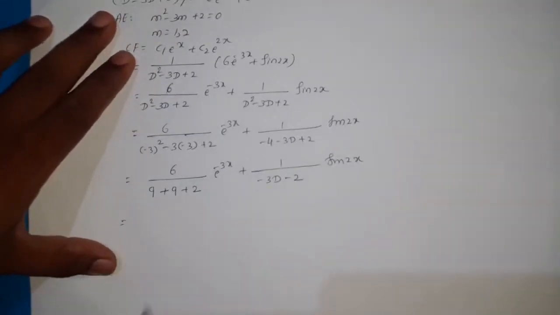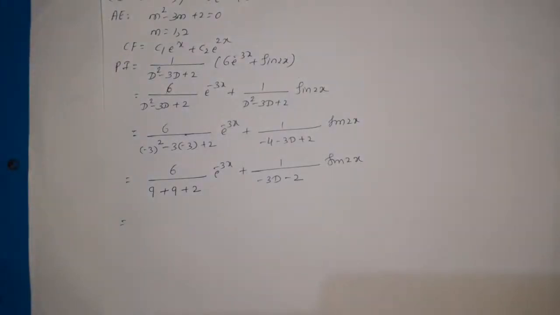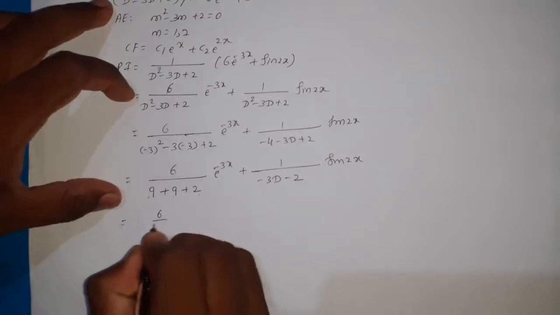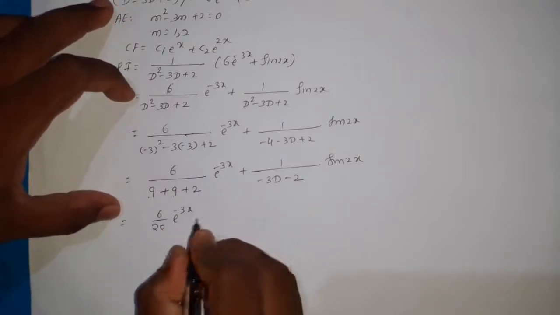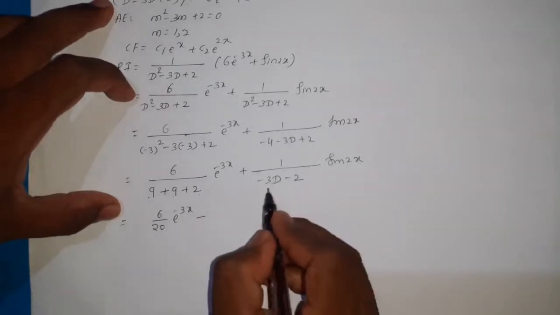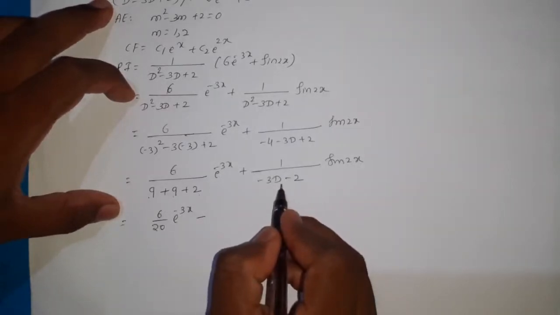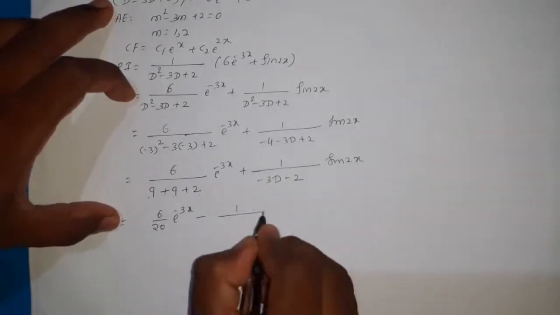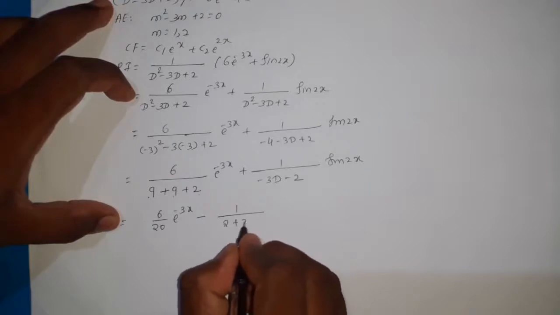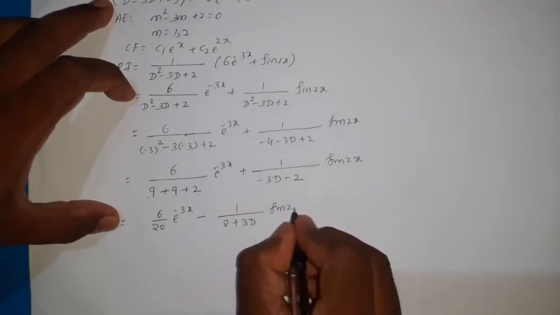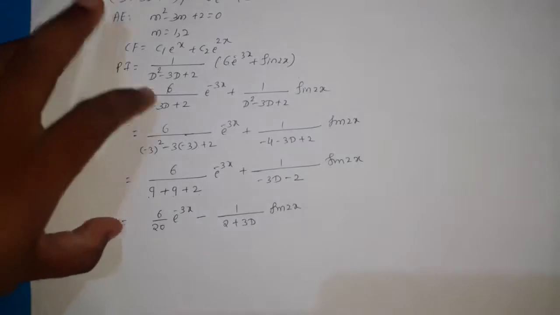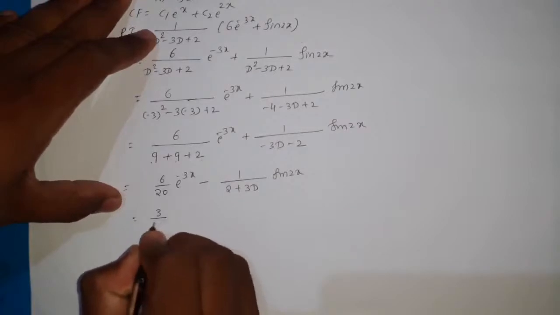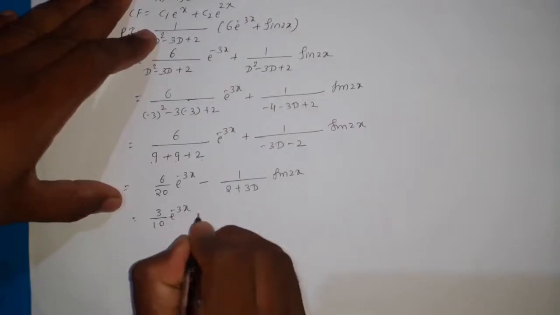This is equal to, so here 9 plus 9 plus 2, that becomes 20. So 6 by 20 e power minus 3x. Here let us take minus common outside from the denominator, minus 3D minus 2, that becomes minus 1 divided by 2 plus 3D sin 2x. 2 plus 3D or 3D plus 2, both are same. Then 6 by 20 can be written as 3 by 10 e power minus 3x minus.